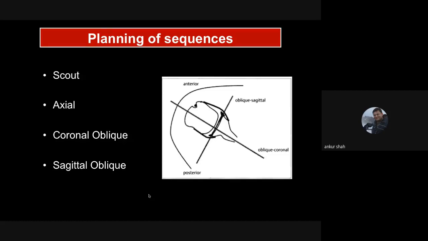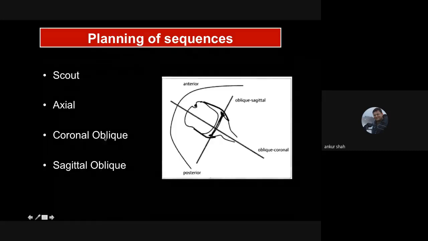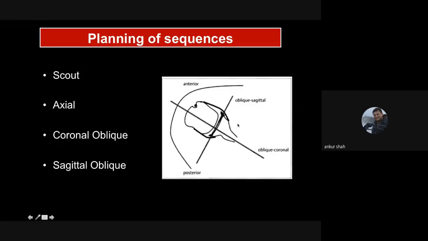How do we plan the sequences? First is the scout, which is the baseline image on which the different sequences are planned. In knee joint, the sequences were in axial, coronal, and sagittal plane, but in shoulder, it is a little different. Axial is fine, but the coronal and sagittal are not true coronal or true sagittal. Instead, they are oblique sagittal and oblique coronal. What is the difference? This is the axial image of the shoulder joint. And coronal should be like this. If we take it like this, then it is a true coronal. And sagittal is like here.